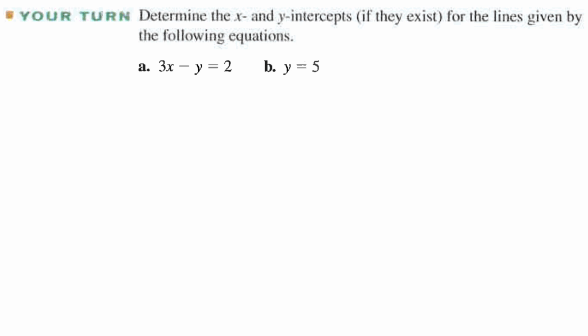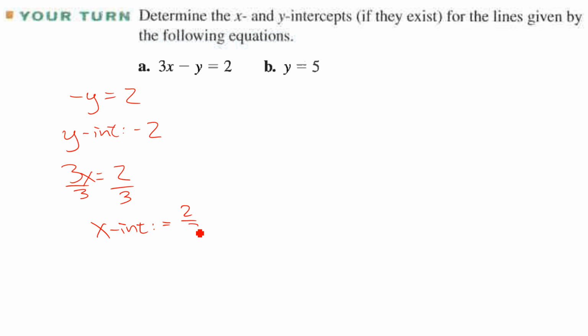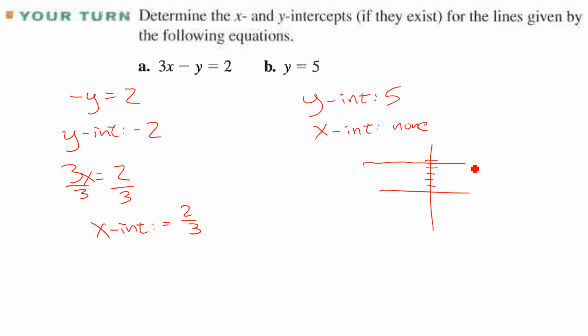All right, you give it a shot. Hopefully for A, we said that negative y equals 2, so the y-intercept is negative 2, and 3x equals 2, so the x-intercept is 2 over 3. And then for part B, the y-intercept is 5, and there is no x-intercept. So what would this look like? This is a horizontal line that goes through y equals 5.